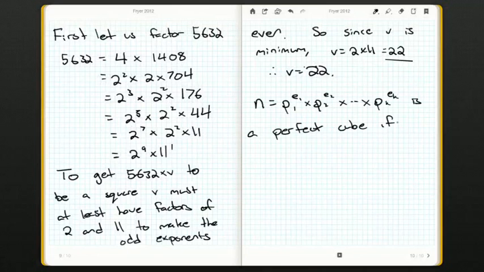So we get a perfect cube if and only if 3 divides each of the exponents. Each of the exponents is a multiple of 3. Why does that work?